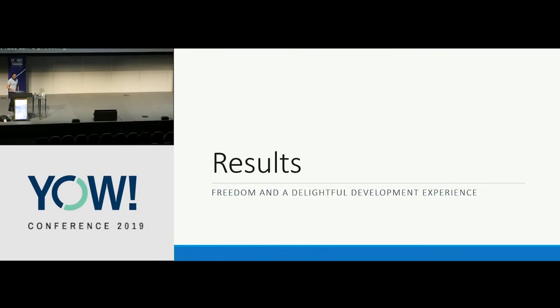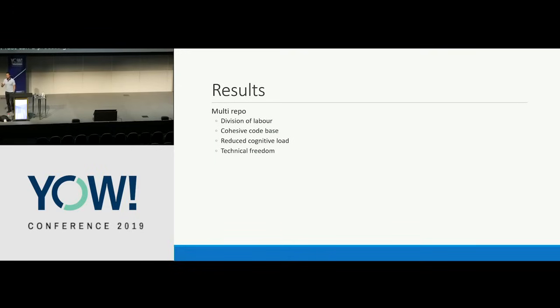So what are our results? Multi-repo, division of labor, cohesive code base, reduced cognitive load, and some technical freedom. Our 1 hour CI time is divided into 6 for us. I had 5 domains that took 10 minutes each, 10 minutes for the shared, and some shared infrastructure code. And we don't have feature dependency anymore. If I want to change feature A, I don't have to ask the team in feature B.